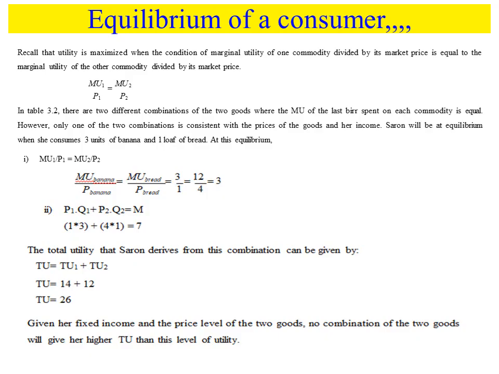Given her fixed income and the price level of the two goods, no combination of two goods will give her higher total utility than this level of utility. At this point, she can get the maximum utility, that is 26. That means at quantity 3 of banana and at quantity 1 of bread, she can get total utility of 26. This is how we get equilibrium points.